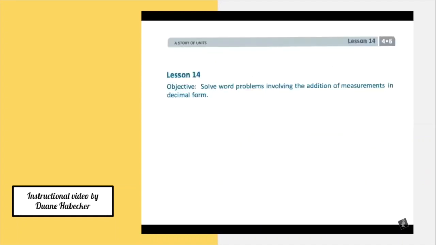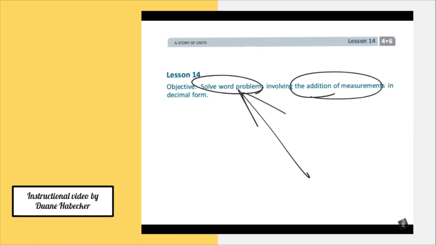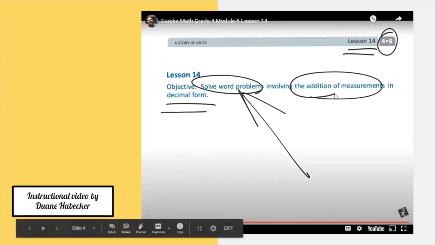And that wraps up a fun one, focusing on word problems, which means we needed to draw a bunch of tape diagrams in order for us to practice adding our decimals in decimal form. So that's 4th grade, Module 6, Lesson 14.